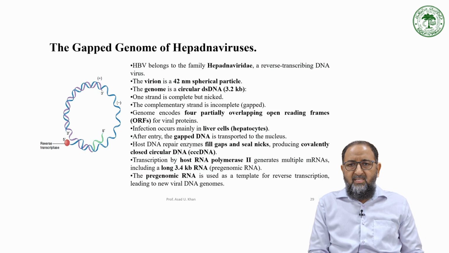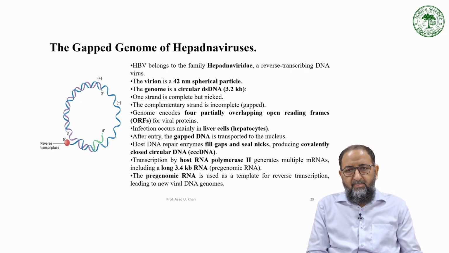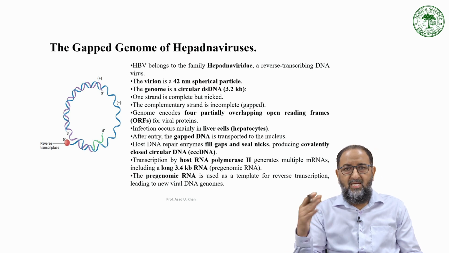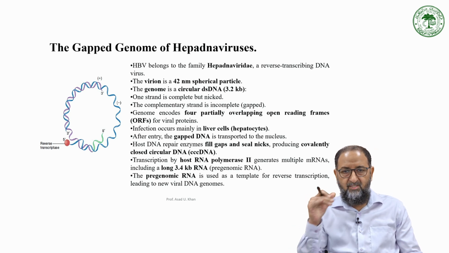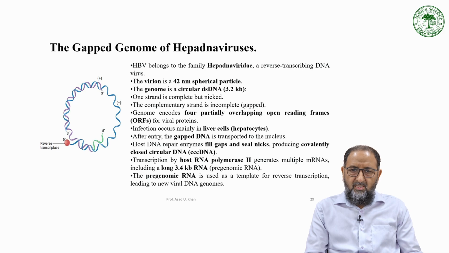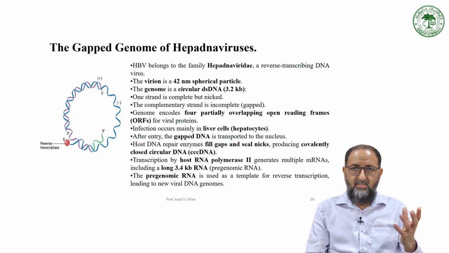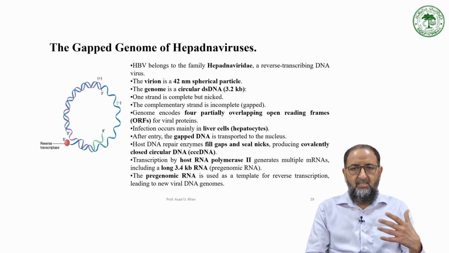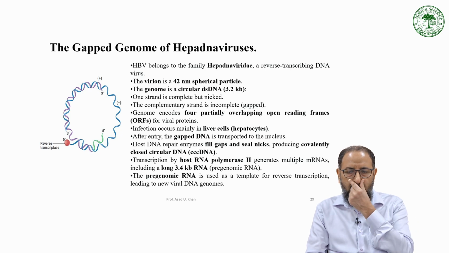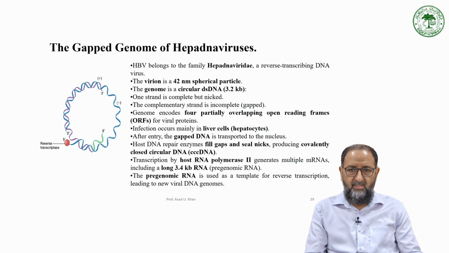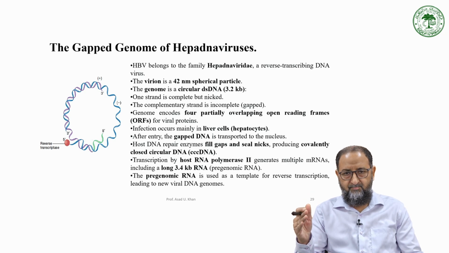Now, the complementary strand is incomplete, gapped, and the genome encodes four partially overlapping open reading frames, which we call ORFs, which are transcribed into new genes and translated into protein. Now, infection occurs mainly in liver cells because it's a liver virus. Because receptors are present on hepatic cells, only the hepatic cells can incorporate these viruses, no other cells can. So, infection takes place only in the liver cells, right?